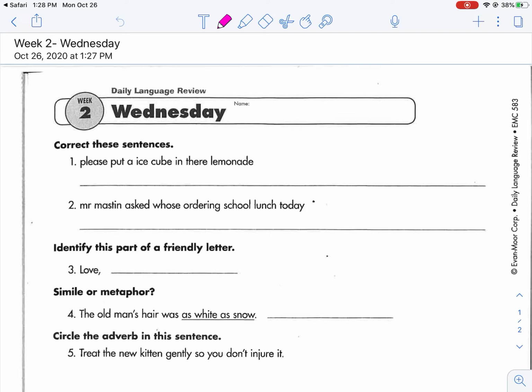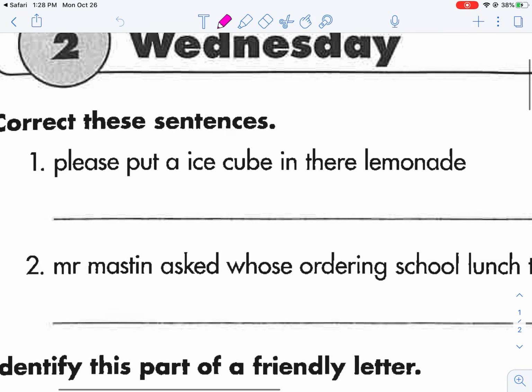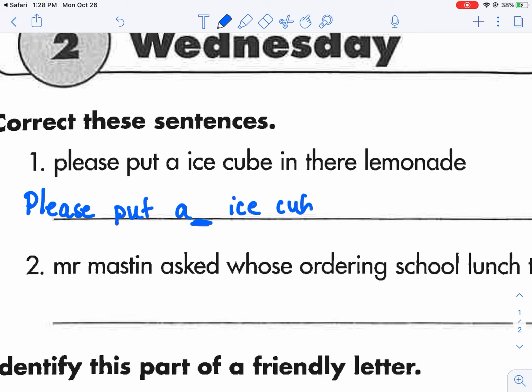The first sentence we have to correct, and it says, "please put a ice cube in their lemonade." Doesn't sound too bad. Couple little things we need to correct here. Capital P, please put. Now, right there, we have a noun right here that begins with a vowel, the letter I, so that's why we have to add an N right there.